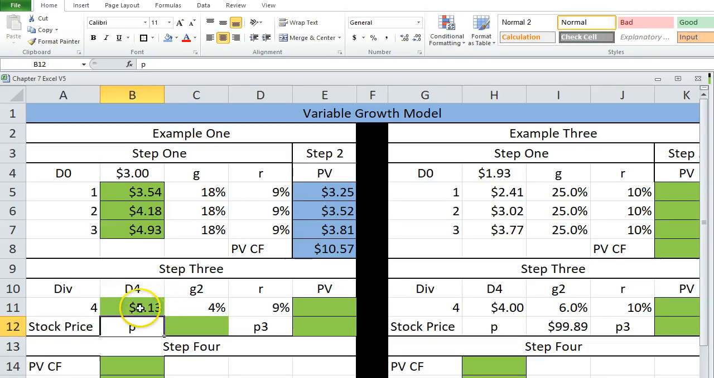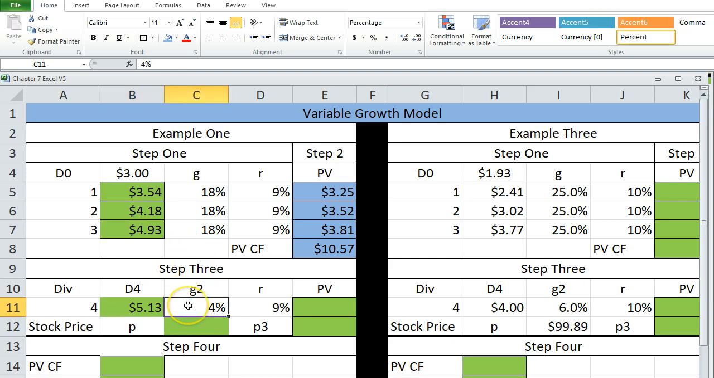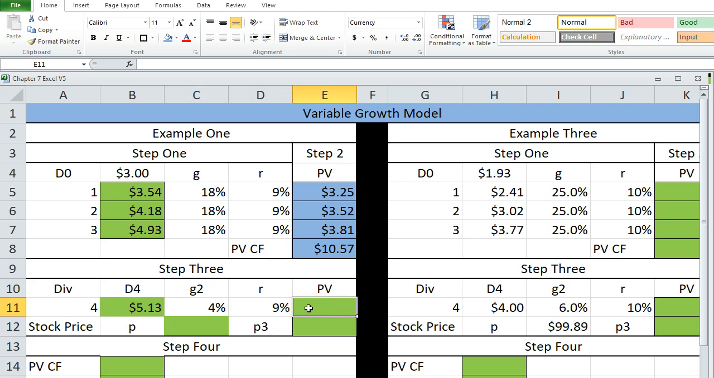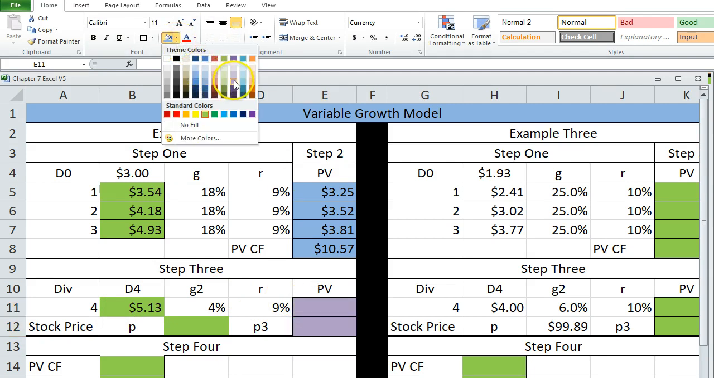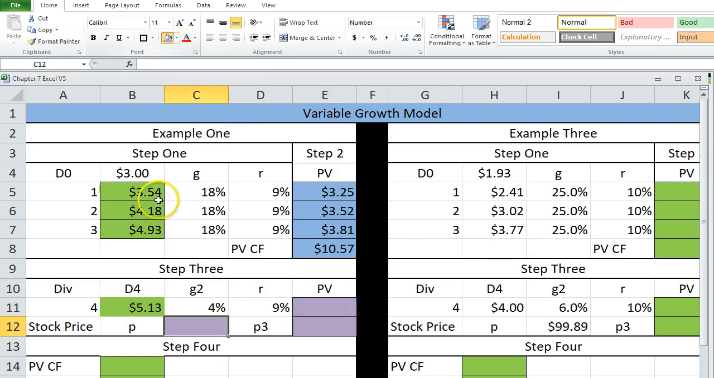Okay, so this is dividend in year 0. This is dividend in year 1, 2, 3, and now dividend in year 4. This is dividend year 4. And this is growing at not 18 but 4%, and the required rate of return is still 9%. So now I'm going to calculate the present value. And again, since this is step 3, let's make these a different color so we know that we're working on step 3.